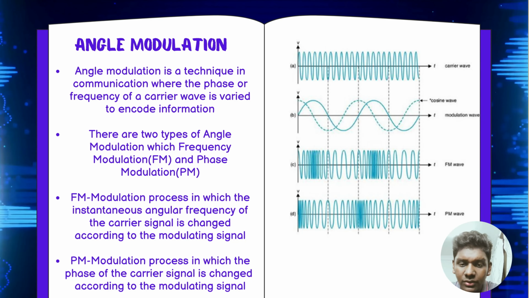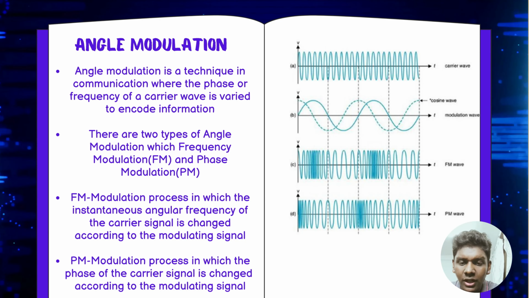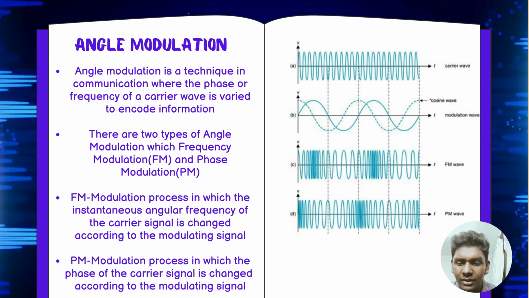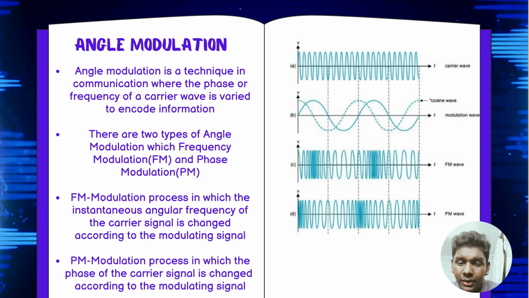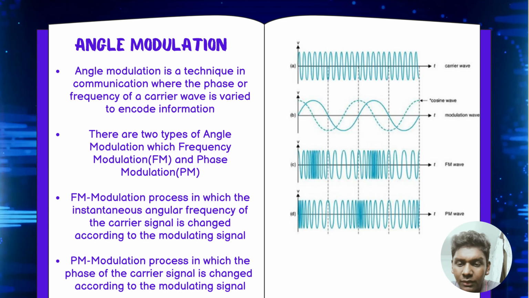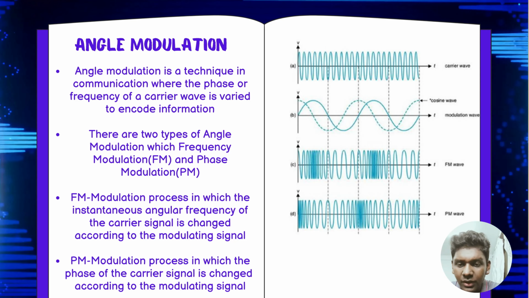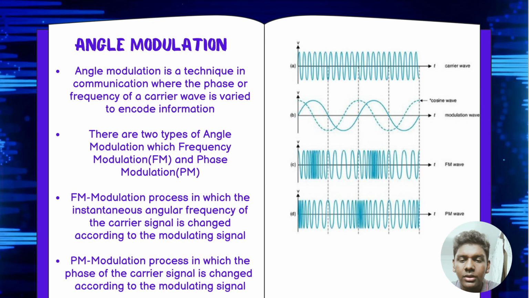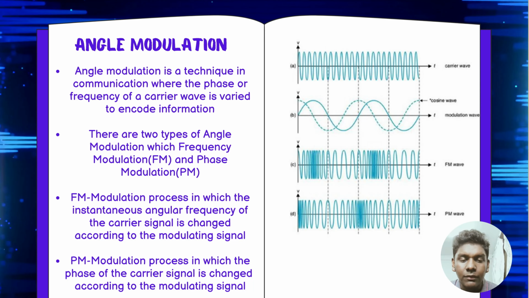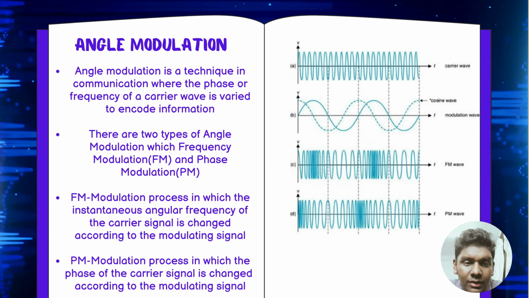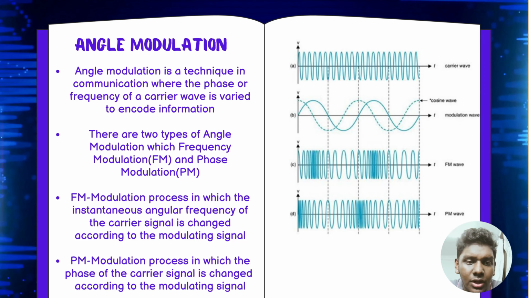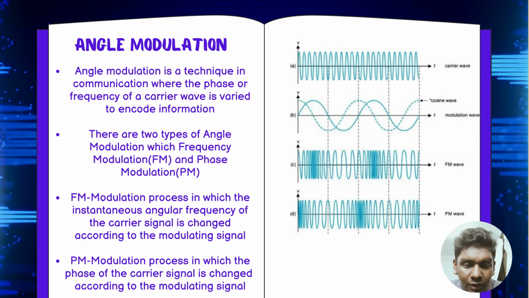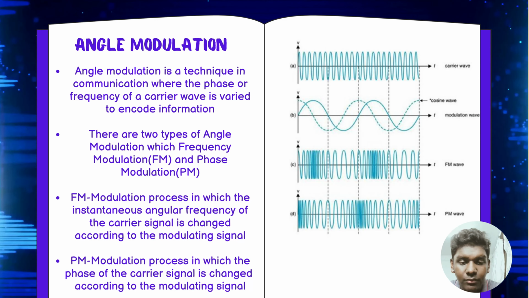FM modulation is a process in which the instantaneous angular frequency of the carrier signal is changed according to the modulation signal. PM, which is phase modulation, is a process in which the phase of the carrier signal is changed according to the modulating signal. If you notice these waveforms, the top one is the carrier wave, and the second one is the modulation wave. The third one is the FM wave, and the fourth one is the phase modulation wave.